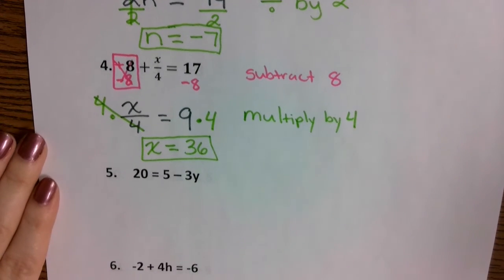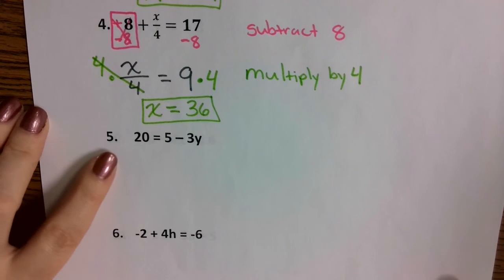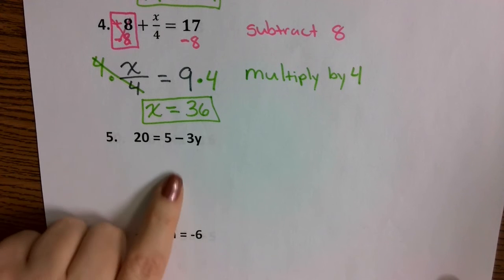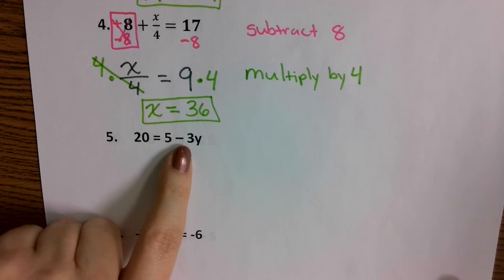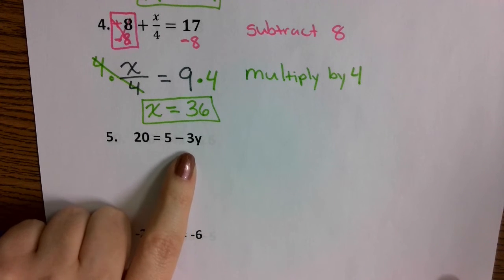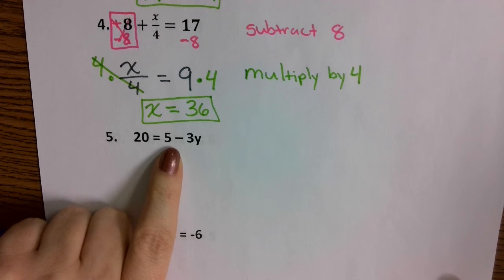Now, what I was meaning before is if you look at problem number 5, a lot of people think, oh, hey, it's 5 minus 3y. I'm going to add. But if I add 5 to both sides, does that get rid of the 5? No. What's 5 plus 5? 10. It doesn't get rid of it.